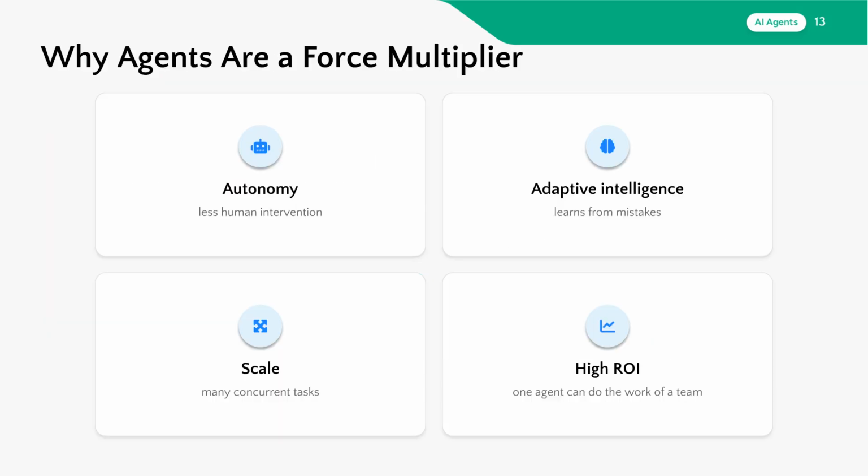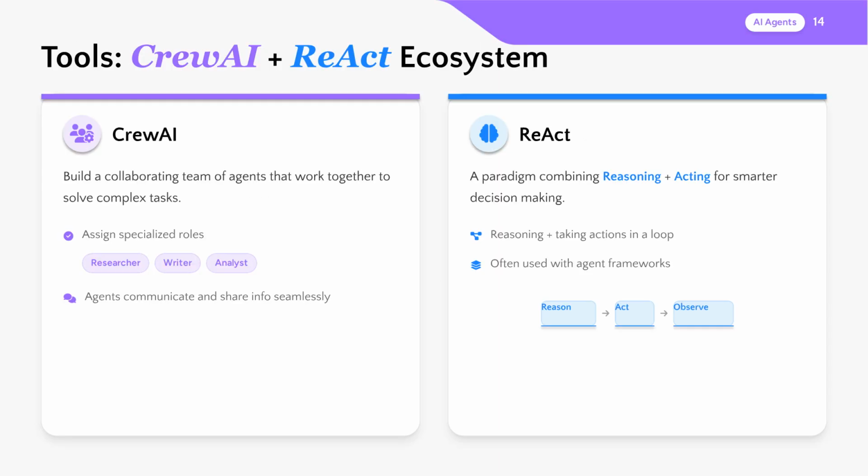AI agents are a force multiplier because they provide autonomy with less human intervention and adaptive intelligence. They scale to many concurrent tasks, resulting in high ROI. Tools like CrewAI allow you to build a collaborating team of agents with specialized roles. This framework often uses the ReAct paradigm, which combines reasoning and acting for smarter decision-making.